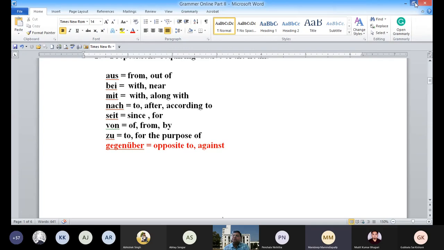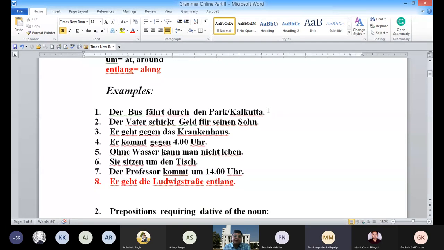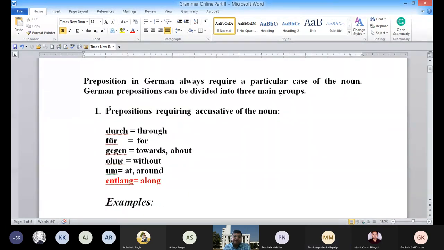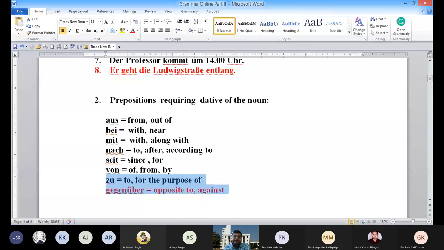Sir, can you tell the difference between this dative preposition and accusative preposition? Dative preposition and accusative preposition. That's what I have been explaining for the last half an hour. Accusative and dative, that's what I have been telling. The first group, what I explained, these are the accusative prepositions. And the second group, which I just explained, these are the dative prepositions.